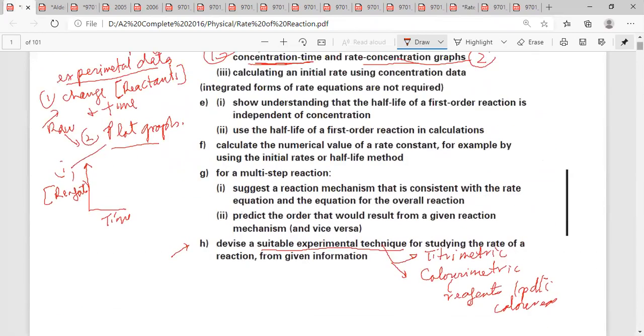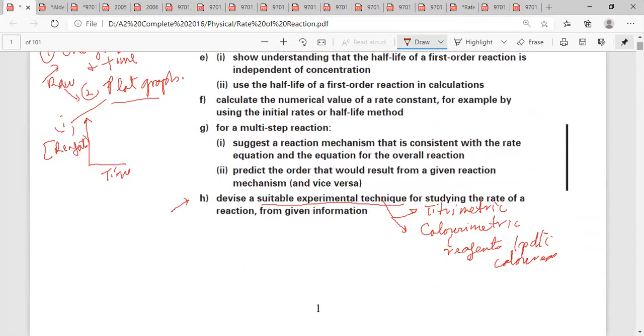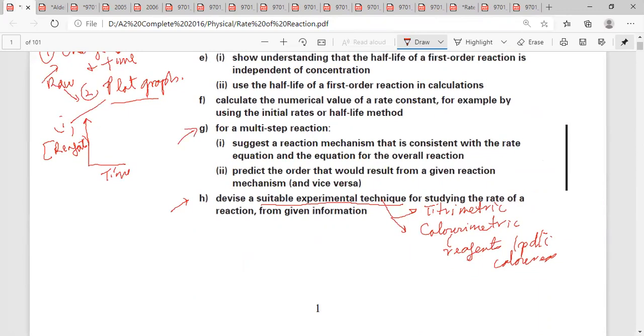Okay, here for multi-step. Now it's very important to understand multi-step, because you are going to use elementary step afterwards. Remember, elementary step means one step. Multi-step means many steps. Can be 2, can be 3. Normally 2 or 3, sometimes 4.